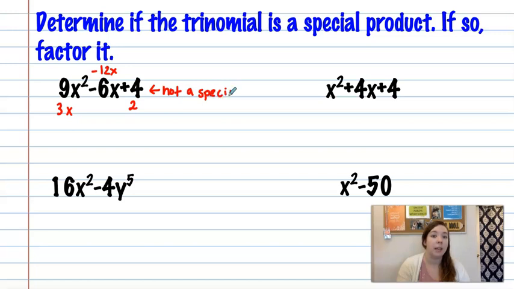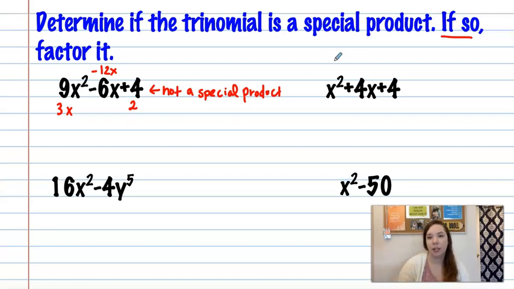Now that doesn't mean I can't factor it. I just can't factor it with one of my two shortcuts. And it says if so, factor it. Since it's not, we're not going to factor it, but we probably could. So for this one, we would be looking for factors of 36, because 9 times 4 is 36, that add to be negative 6, and we could factor it that way. But it's not a special product, and it said if it wasn't, then we didn't have to factor.